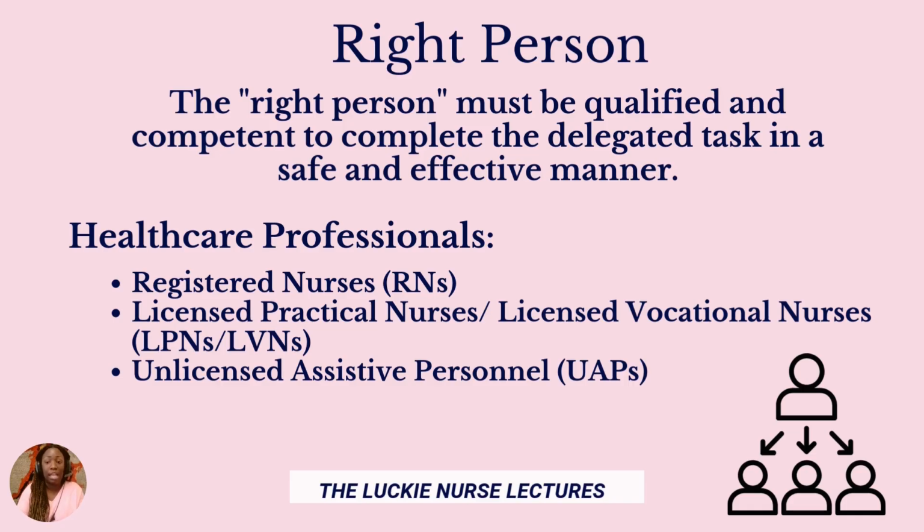Three main ones in the hospital will be other registered nurses, so people that are on your level, they have the same credentials as you. You'll have licensed practical nurses, sometimes called licensed vocational nurses or LVNs. And then lastly, you will have unlicensed assistive personnel. So in your exams, that will be abbreviated to UAPs.